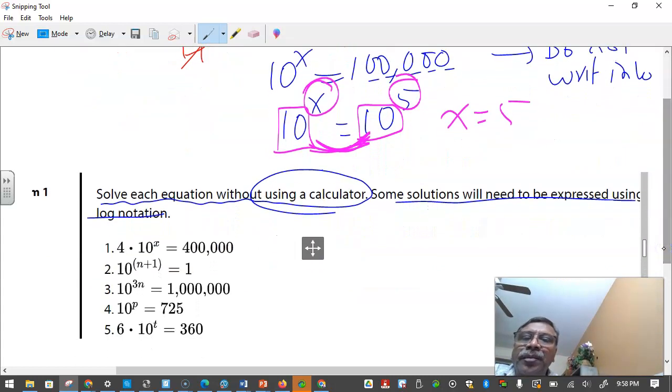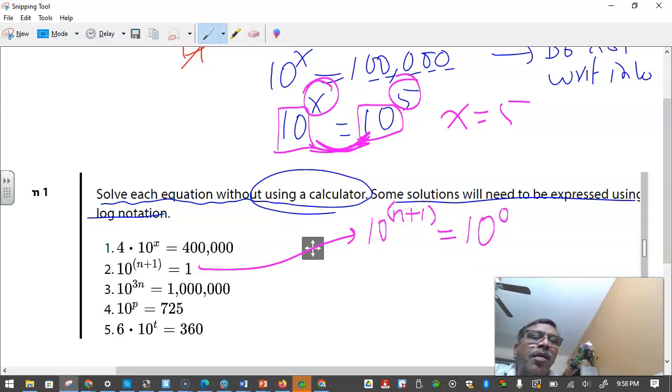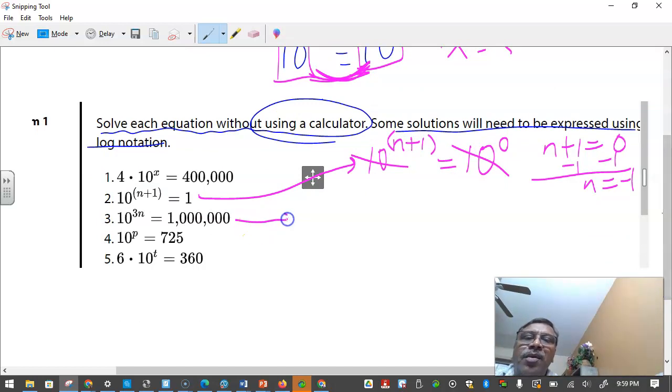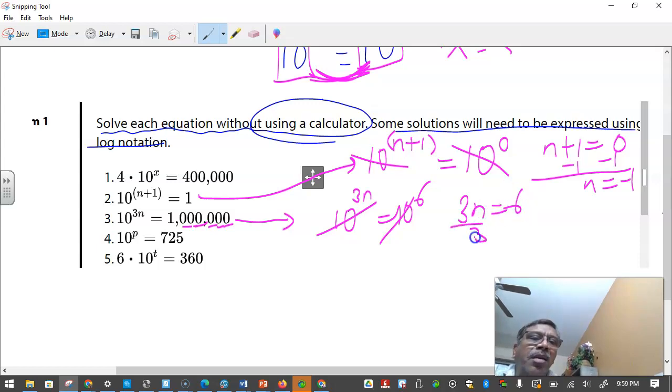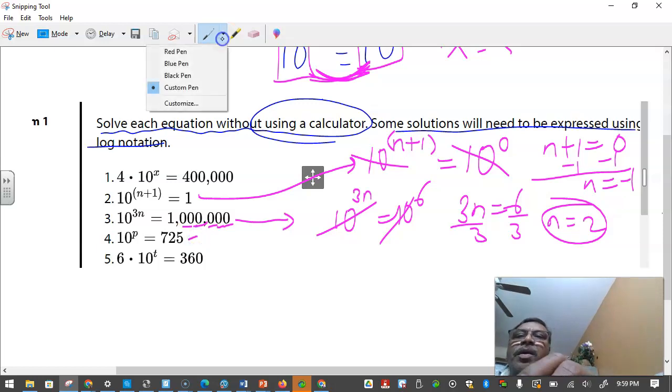Second question. In this case you will see 10 raised to n plus 1 equals 1, right? And 1 is the same as 10 raised to 0, because anything raised to 0 is 1. Now both bases are 10, so n plus 1 is 0. If you subtract, you get n equals minus 1. Done. This one also will do the same thing: 10 raised to 3n equals 1, 2, 3, 4, 5, 6 zeros, so it is 10 raised to 6. The 10s go away, and you get 3n equals 6, so n equals 2. Done. These are easy questions, and I'm walking through them quickly.